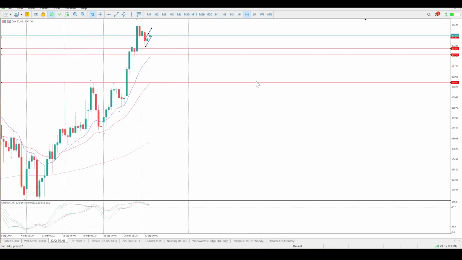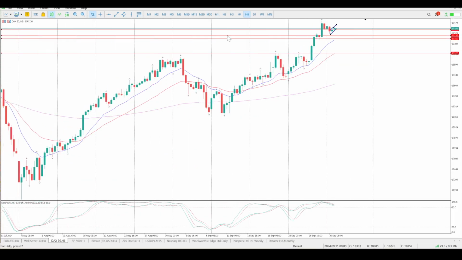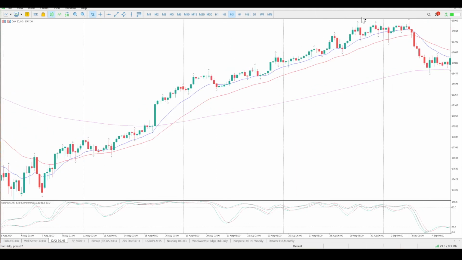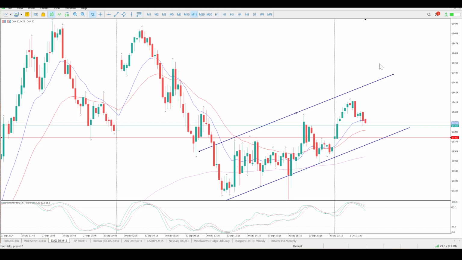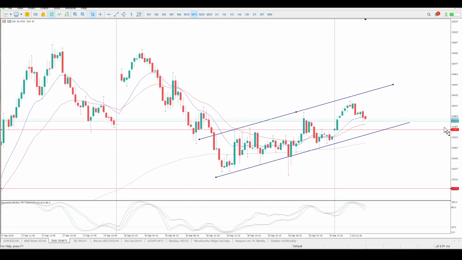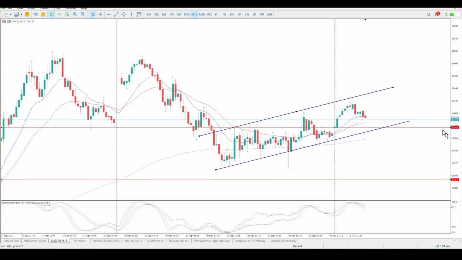Let's just go to the 8-hour. There is nothing there. And there's nothing on the 3-hour. So that's the bearish structure. But if you look at the 15-minute, you've got some bullish structure here.